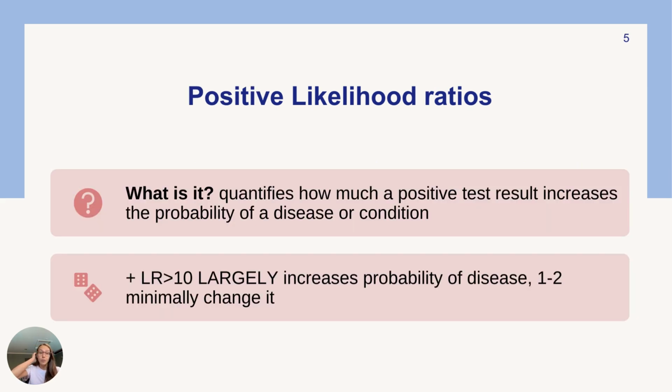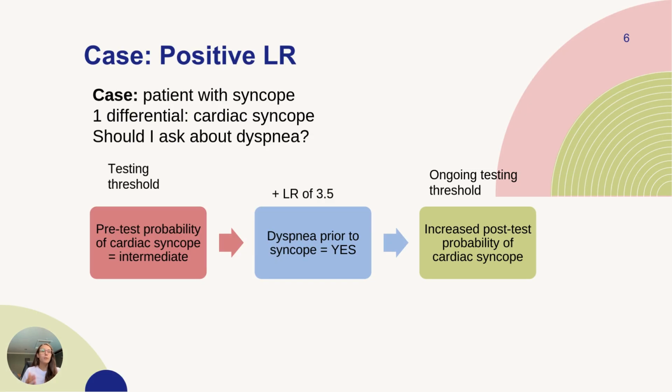First, positive likelihood ratios quantify how much a positive test result will increase your probability of disease. So if we're looking at a test that has a positive likelihood ratio of over 10, that will majorly increase the probability of disease after you get that positive test result. But if we're ordering a test with a positive likelihood ratio of 1 to 2, it's not really going to change our probability of disease if we get that positive result. Let's make sense of this.